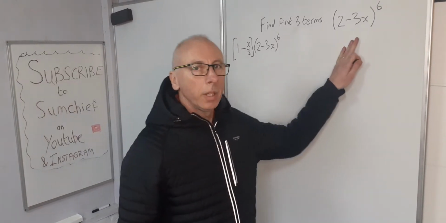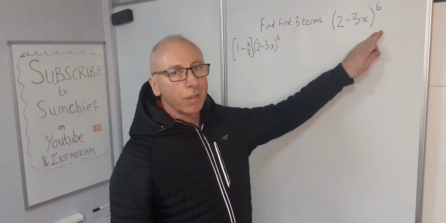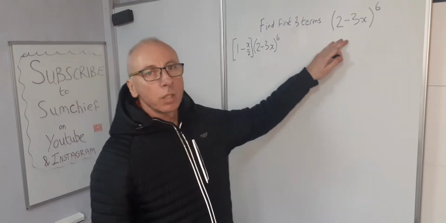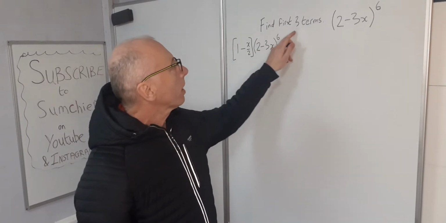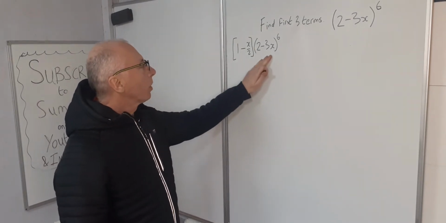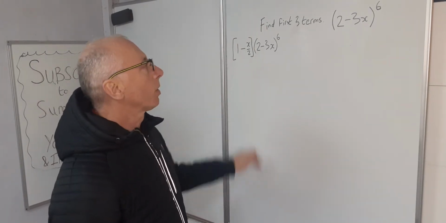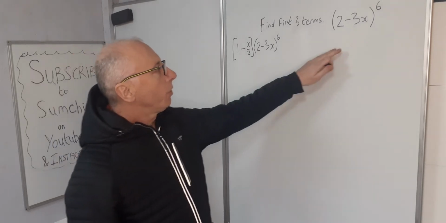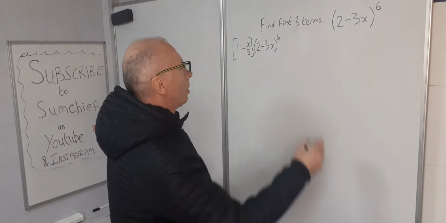Okay, so in this video we've got (2 − 3x)^6, and using the binomial formula we're going to expand this out to find the first three terms, and then later we're going to find this to the first three terms. So first of all, let's start with the binomial formula.